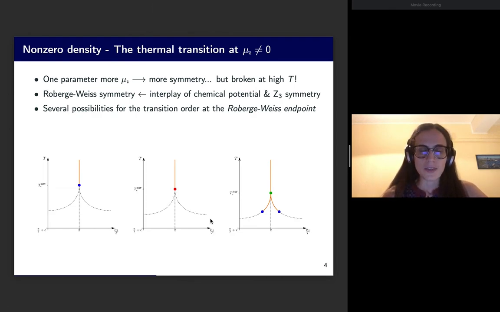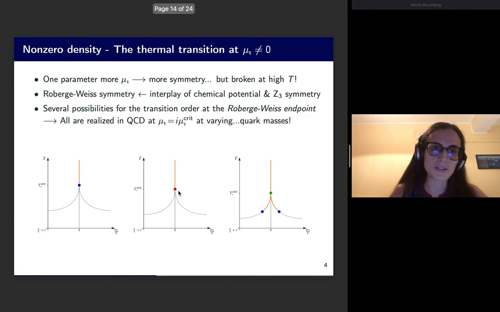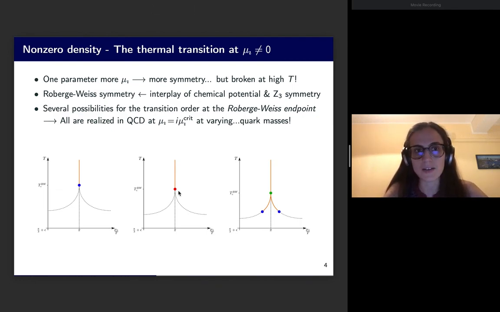And there is a third possibility. The third possibility is something in between, specifically that this endpoint becomes a so-called tricritical endpoint. So how come there are so many possibilities, and are these really all realized, is the relevant question. And the answer is that yes, they are all realized in QCD if you are sitting on the Roberts-Weiss line. And what makes the system change from one behavior to another is the value of the pair quark masses that you have given in input to your simulation.